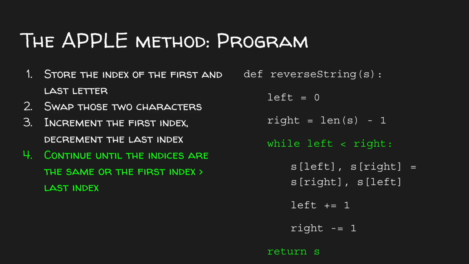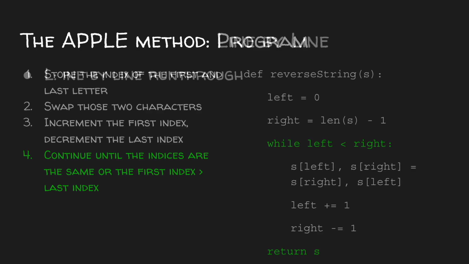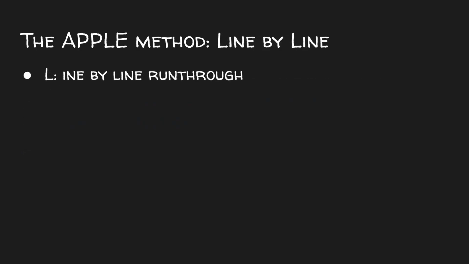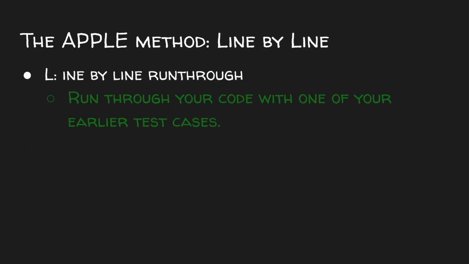Moving on to the L. The L stands for a line-by-line run-through of your solution with one of your earlier test cases. Only by running through your code aloud with an actual test case can you verify your logic is sound and catch bugs early on. Don't just perform a perfunctory sweep over the code with your eyes. Actually write out all the states of all the variables until you've converted your input into your expected output.